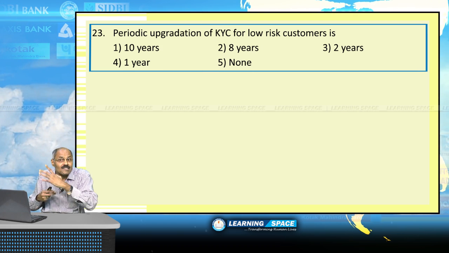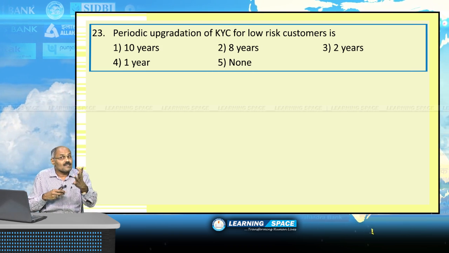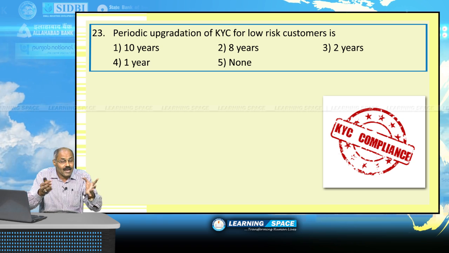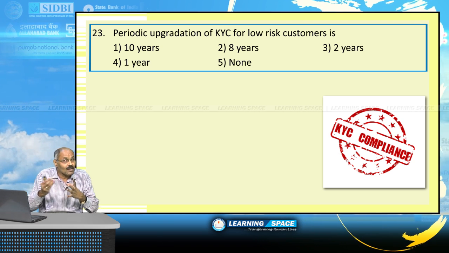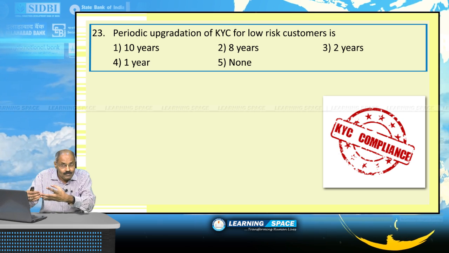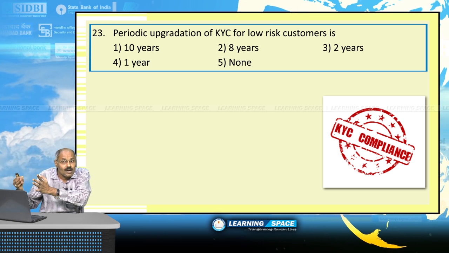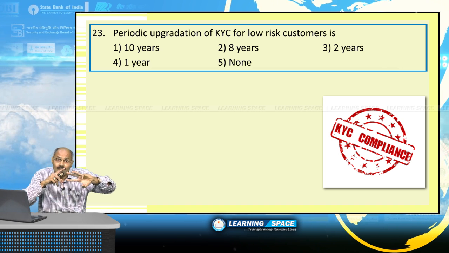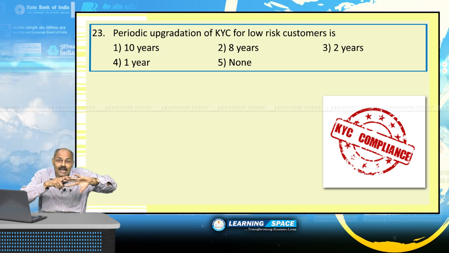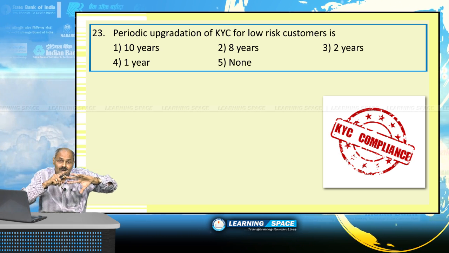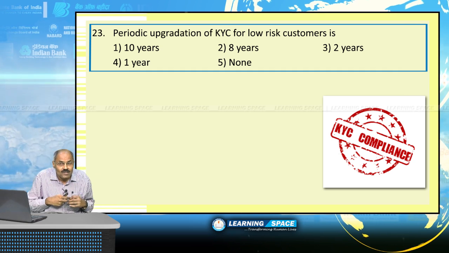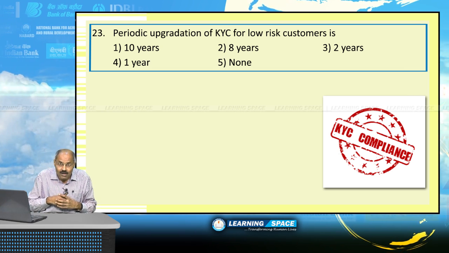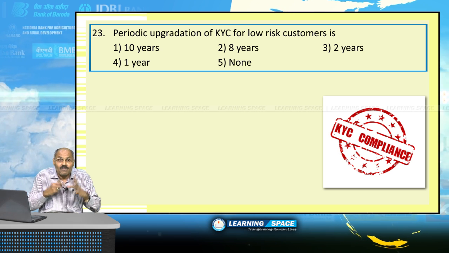Periodic upgradation of KYC. KYC is know your customer. When you are opening the bank account, the bank will look into your KYC. That means they will look at your ID proof as well as address proof. But subsequently also, it is to be periodically verified. There are 3 types of customers: low risk customer, medium risk customer, high risk customer. How is the bifurcation made? Bifurcation is made based on anti-money laundering, based on the Money Laundering Act.